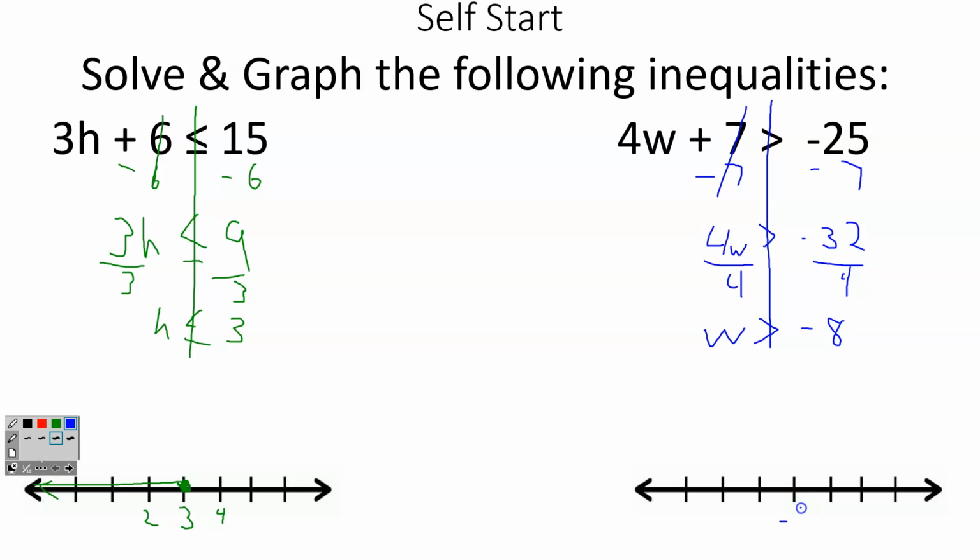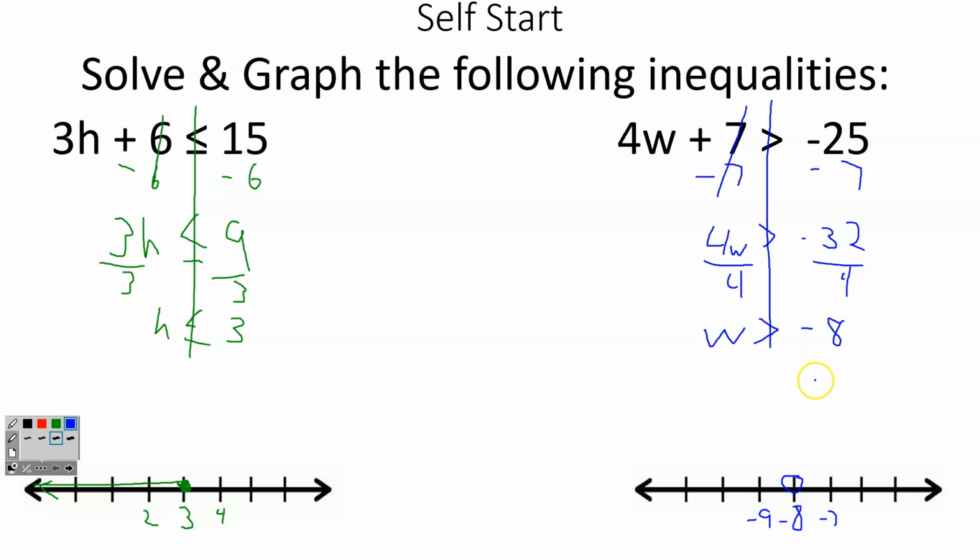When we graph it, I'm going to put my negative 8. We're going to do the number before it, the number after it. I'm going to look to see, am I going to use an open circle or closed circle? Well, I don't see it being equal to. I don't see a line underneath it. So we're going to use an open circle. And we're looking for numbers that are greater than negative 8.